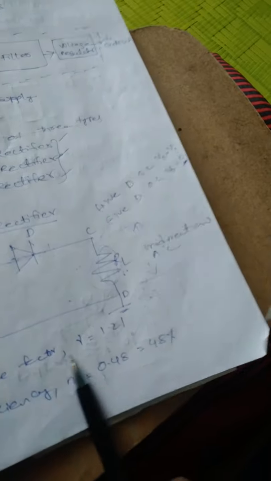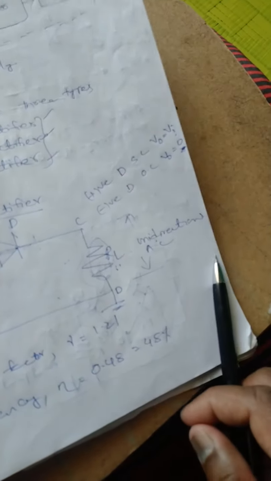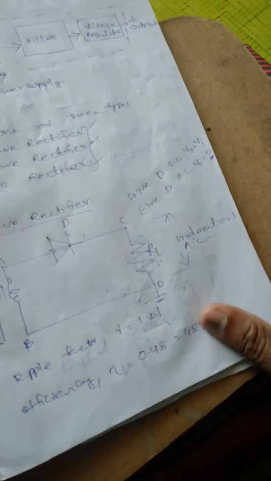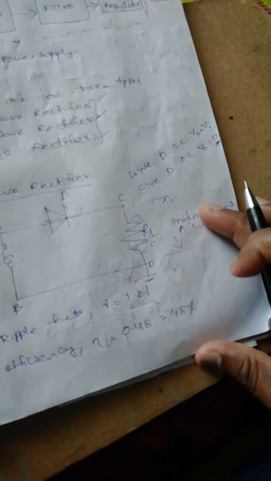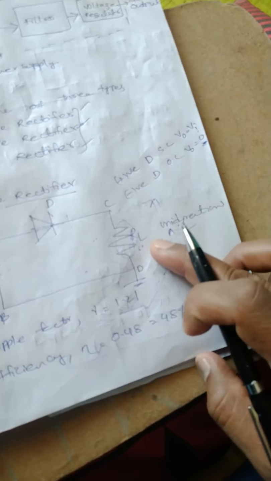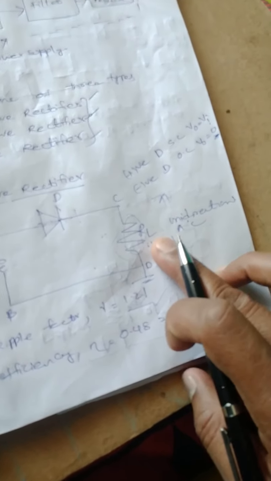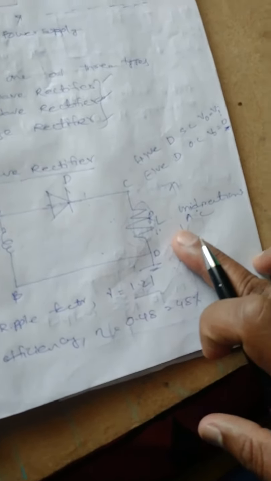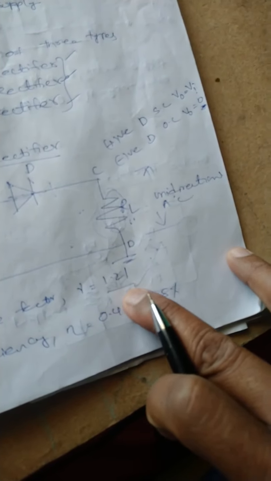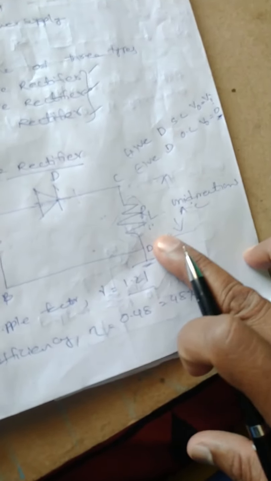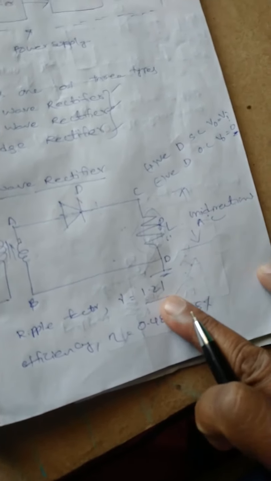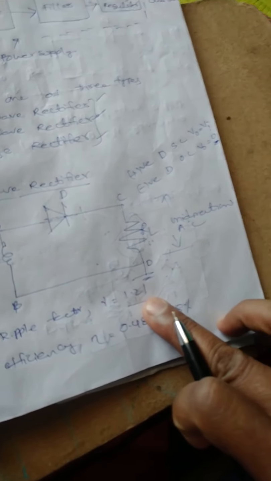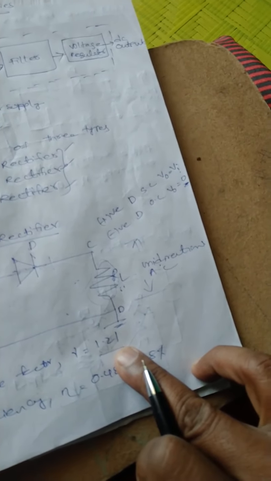The ripple factor gamma is equal to 1.21. This ripple factor shows how much ripple is available here. What do you mean by ripple? Ripple means unwanted signal which is available at the output of your rectifier. This should be as minimum as possible. It should not be greater than 1, but this half wave rectifier is producing 1.21, greater than 1. Hence it is not an efficient rectifier. This ripple factor should be less than 1. But for the half wave rectifier, what value are we getting? 1.21. And it is not an acceptable value.